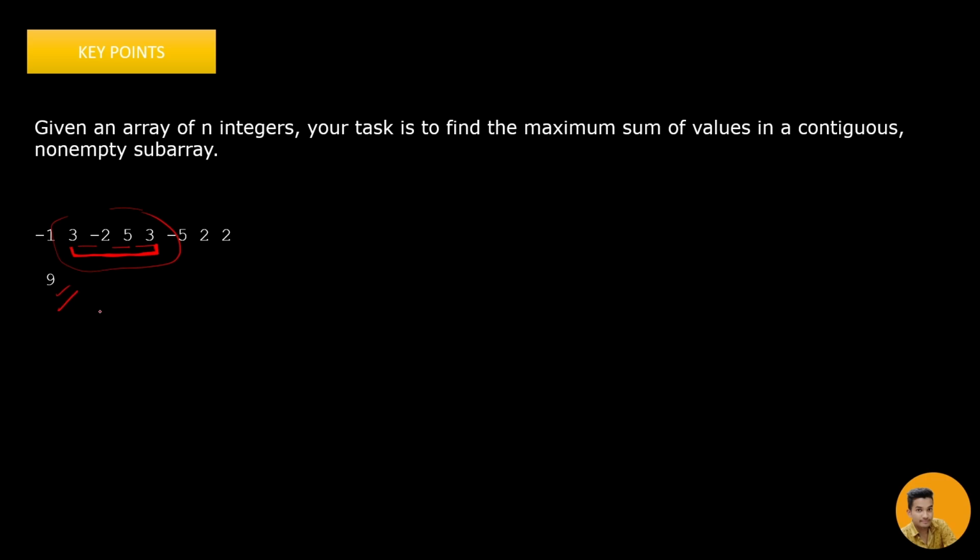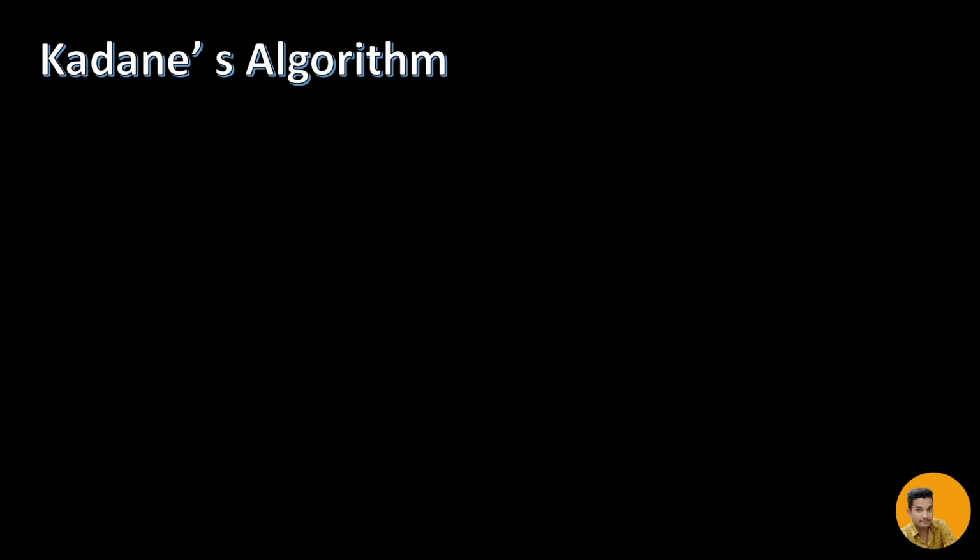This is a subarray, and they are one after the other, that is contiguous, and that is the maximum value 9. If you try to use brute force for this, it is going to take non-linear time complexity, and we want to solve this in linear time complexity. That is why we have Kadane's algorithm, which is used to solve this maximum subarray sum problem in linear time complexity. So let's see this.